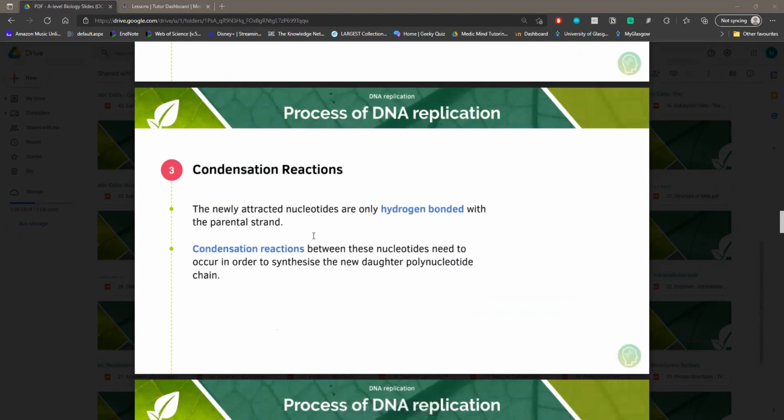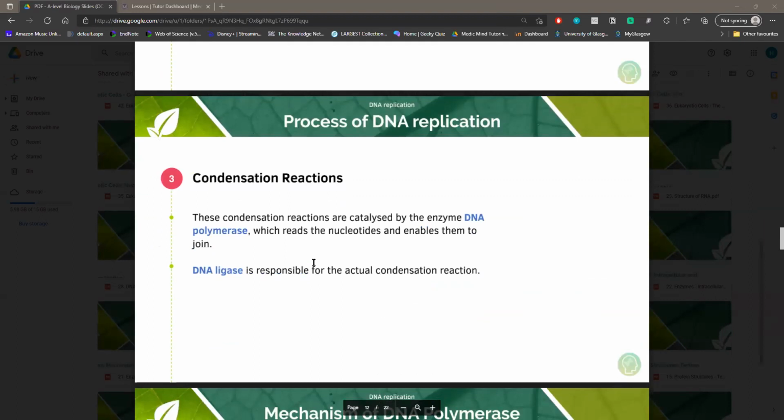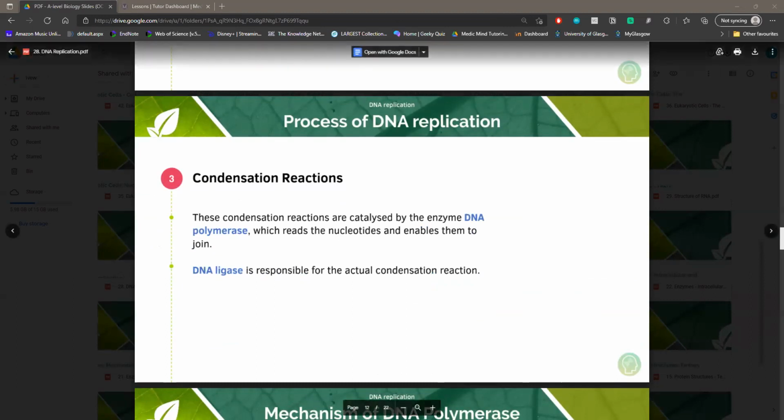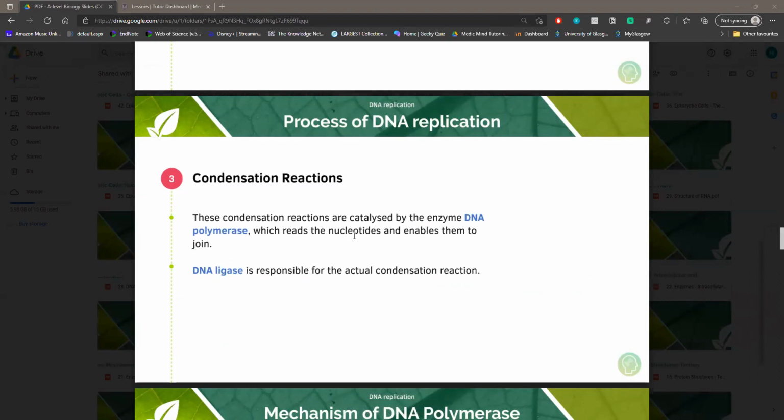And because they're only hydrogen bonded currently, we need to make that stronger. How do we make it stronger? Well, we can form condensation reactions to form the phosphodiester backbone. These condensation reactions are catalyzed by a DNA polymerase enzyme, which reads the nucleotides and enables them to join.